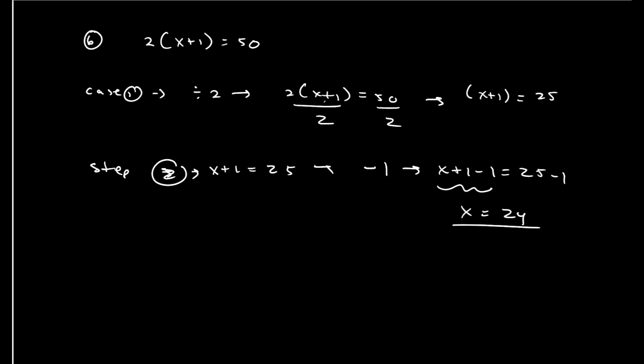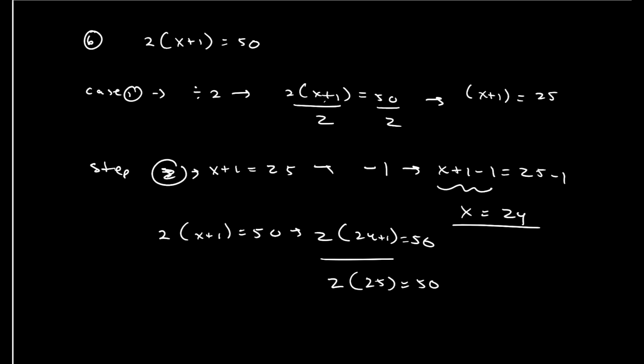Let us check to see if that's correct. Plug that into our original equation of 2(x plus 1) equals 50. X is 24. 2 times (24 plus 1) equals 50. On the left-hand side, we have 2 times 24 plus 1, that's 25, equals 50. 2 times 25, that's 50, equals 50. That's correct. Great job.